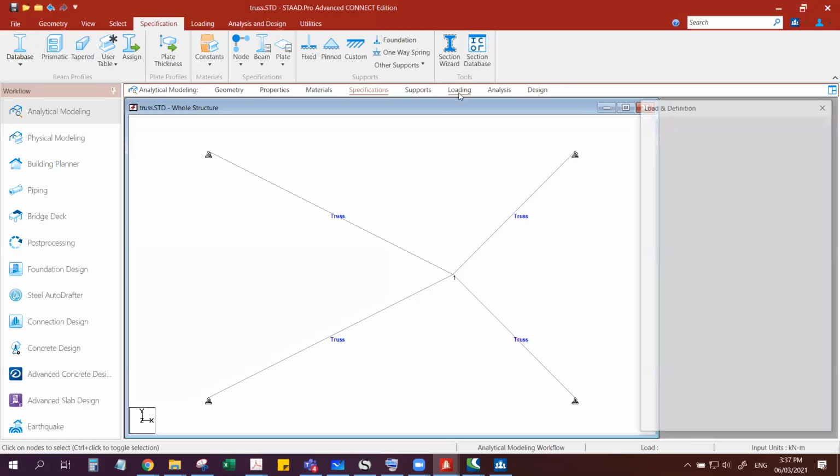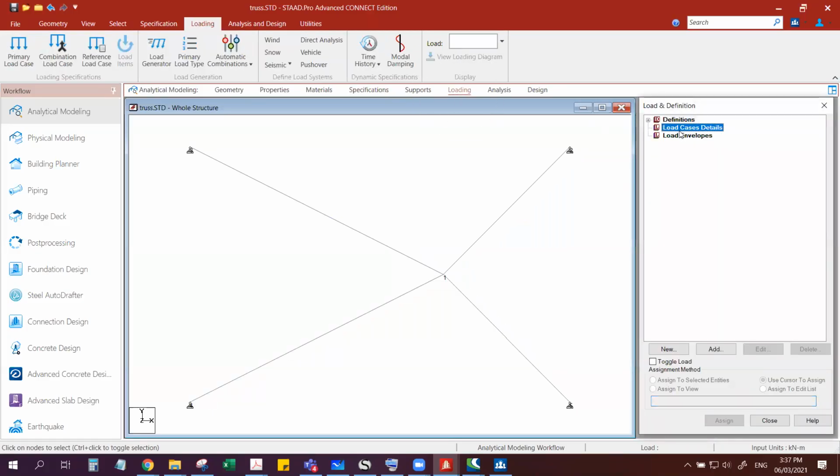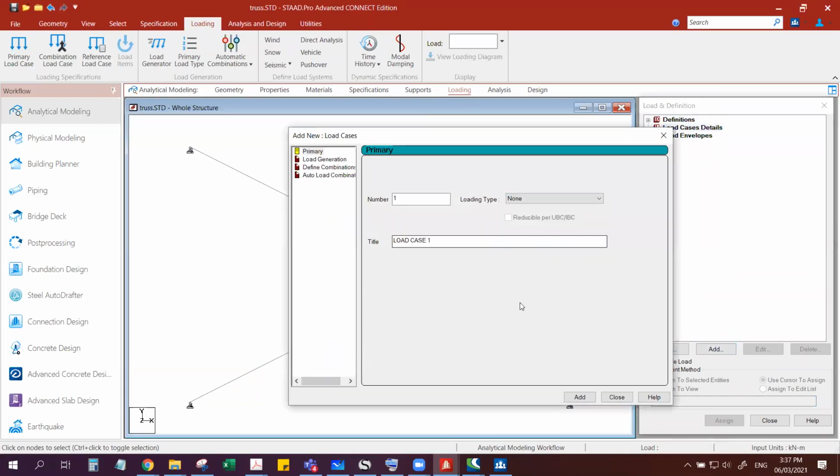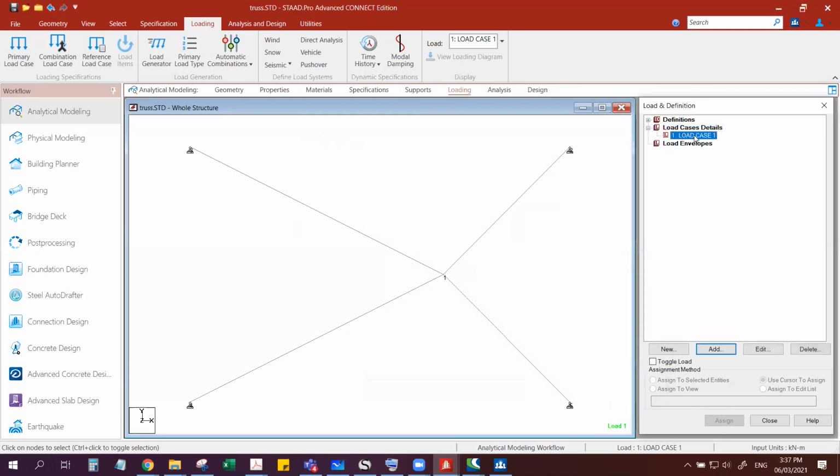Then loading. So click on load case, add, then whatever name there because it's only one loading, add and then close. Then put in forces here, click on load case 1 and then add.